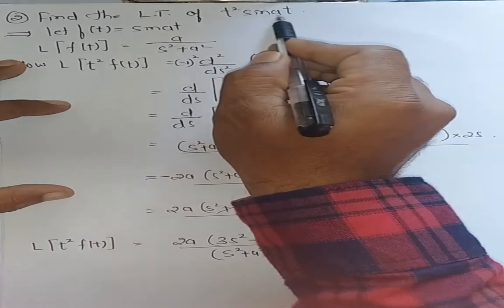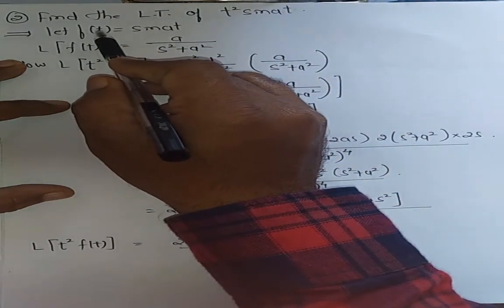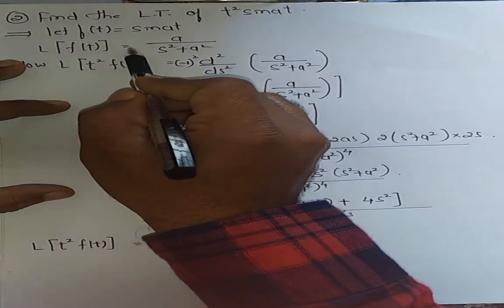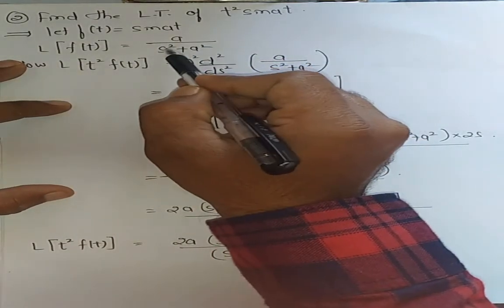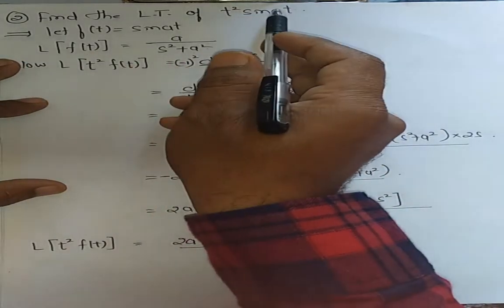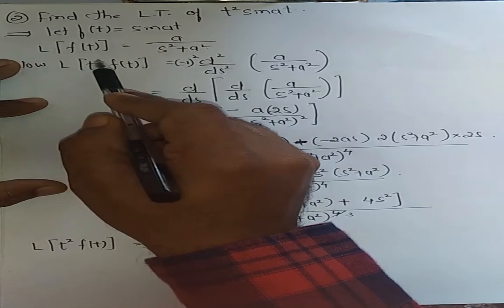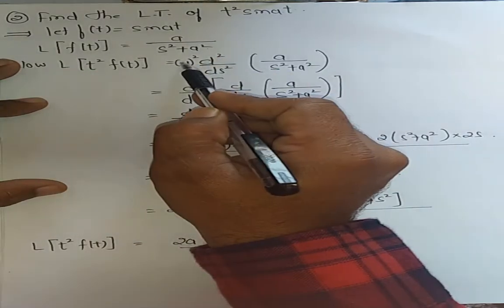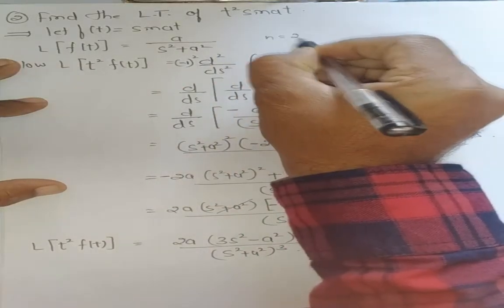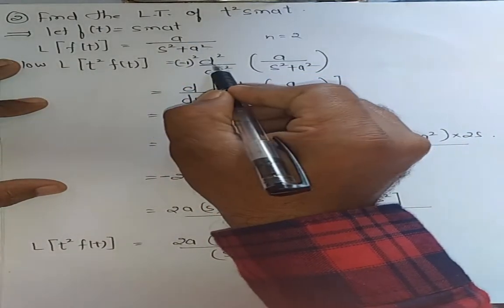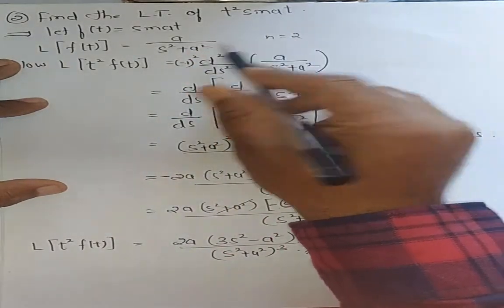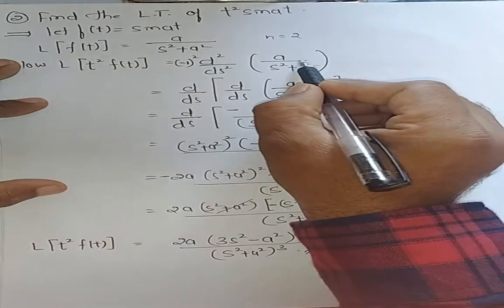First, take the second function as f(t). So f(t) is equal to sin at. The Laplace of f(t) is a divided by s square plus a square. Then the Laplace of the whole term, the Laplace of t square into f(t), is (-1)^n d^2/ds^2, because here n is equal to 2. So it is (-1)^2 d^2/ds^2 of this Laplace transform of sin at, which you have to keep here.